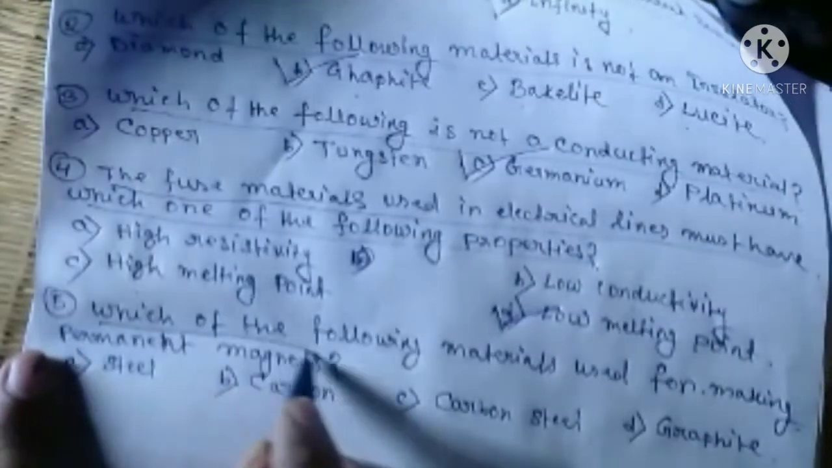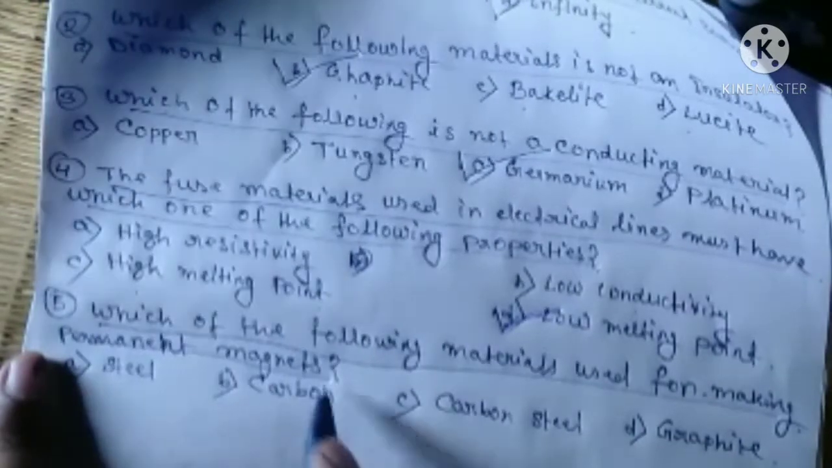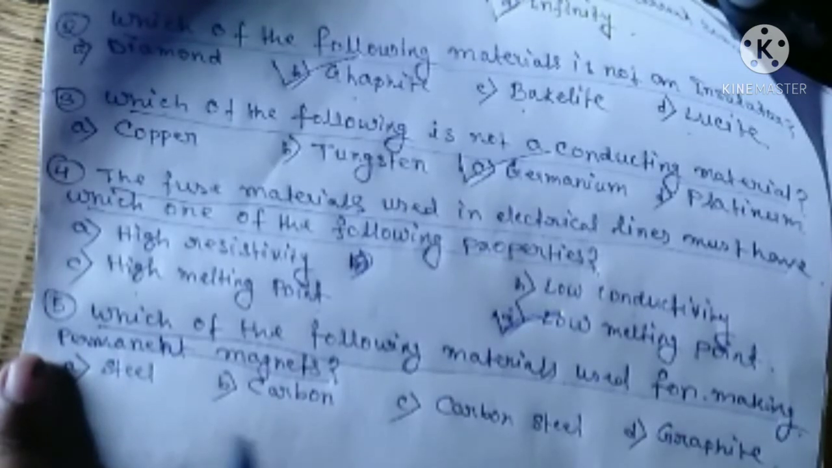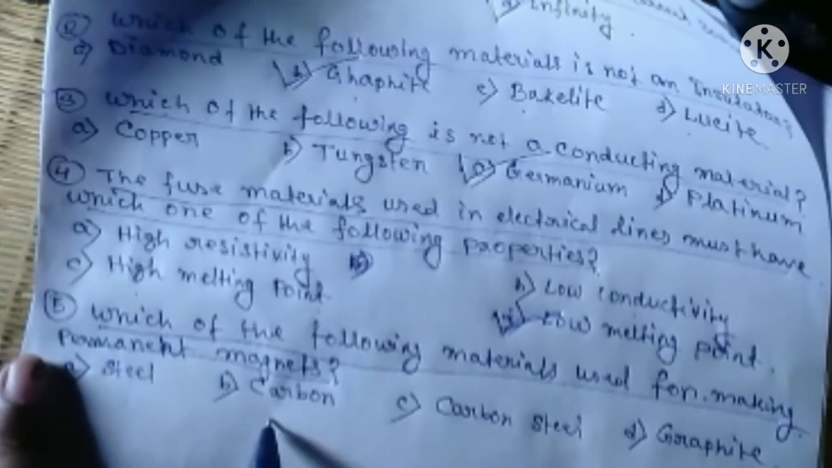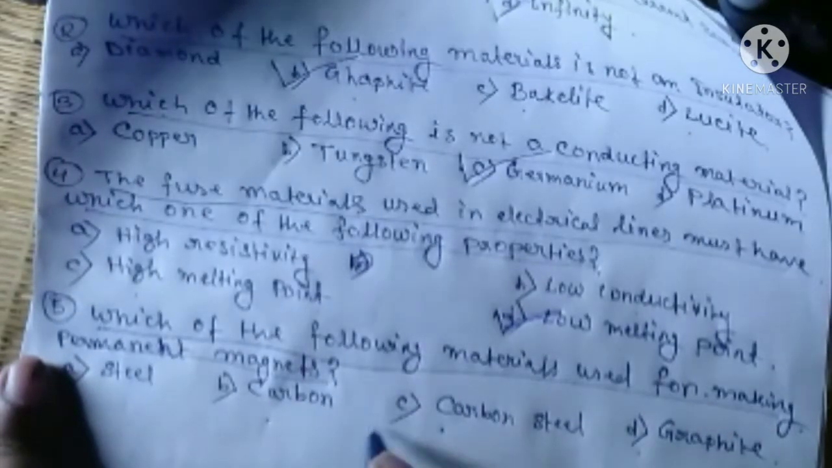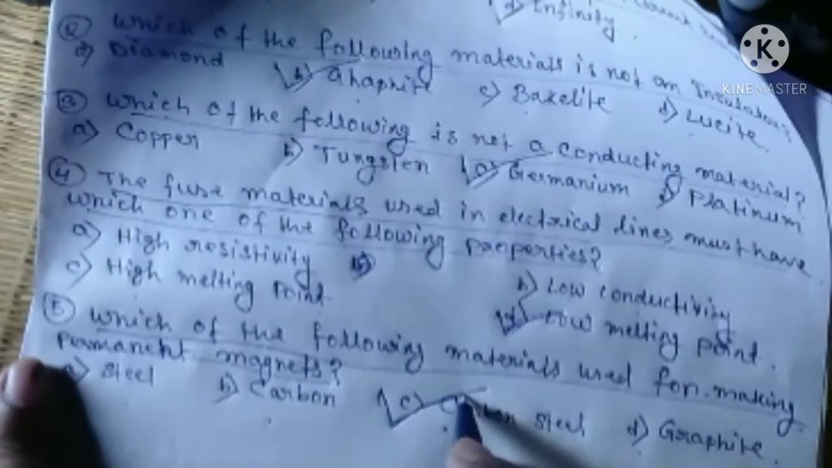Next question: which of the following materials is used for making a permanent magnet? We know that for the purpose of a permanent magnet we generally use steel. Here the options are option A steel, option B carbon, option C carbon steel, option D graphite. We know it is generally made of carbon steel. So here C is the answer.